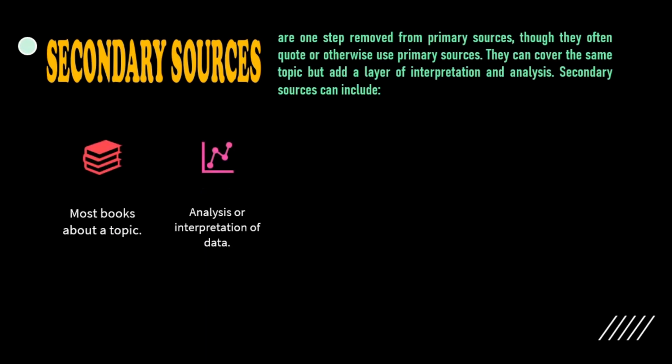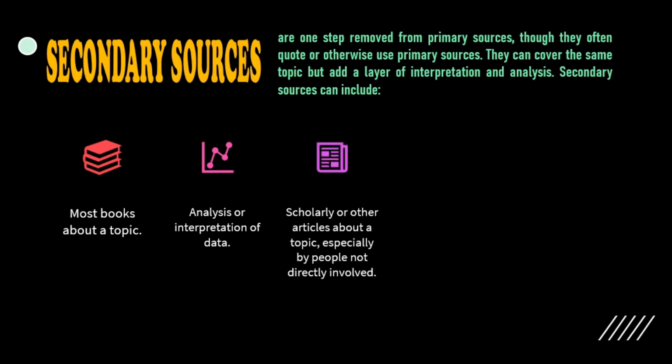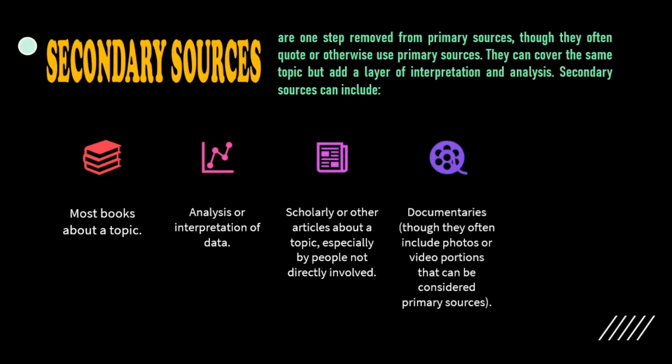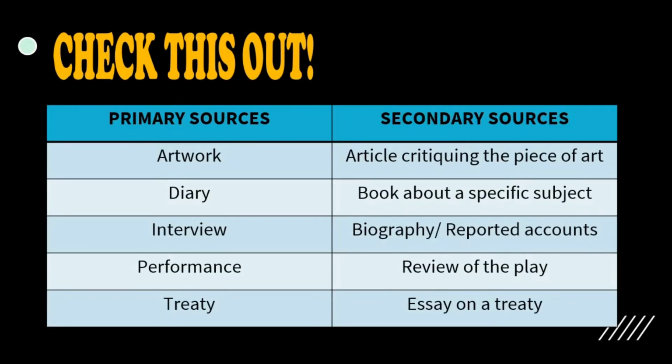Most books about a topic, analysis is what I've told you, or interpretation of data, scholarly or other articles about a topic, documentaries, essays about a topic. Okay? Yeah, because it combines everything. Any questions? Alright, there's none, I believe. Check this out. We have examples of primary sources, which are artwork, diary, interview, performance, treaty or an agreement. Secondary sources, on the other hand, I want you to check this out so that you'll be able to see the differences between the two.